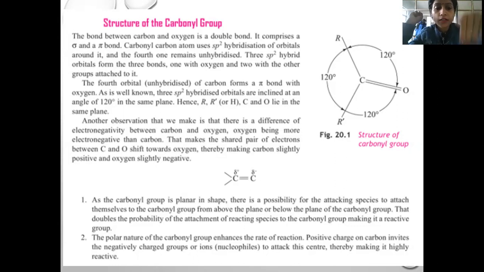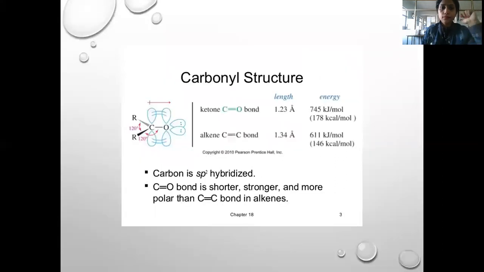The same thing is written in the second point. The polar nature of the carbonyl group enhances the rate of reaction. Positive charge on carbon invites negatively charged groups and vice versa for the oxygen atom. Now, if you see the carbonyl structure, the ketone C=O bond has length 1.23 angstrom, and the energy to break this bond is around 178 kilocalories per mole.